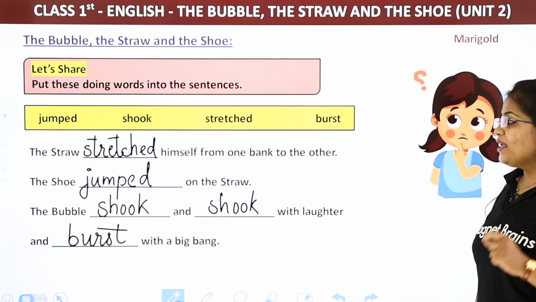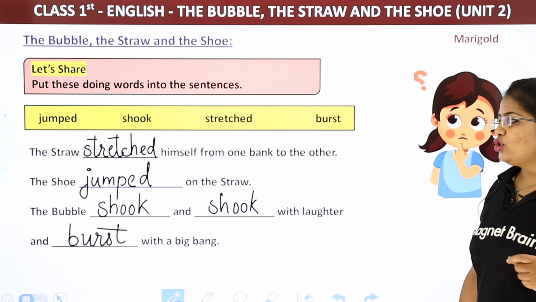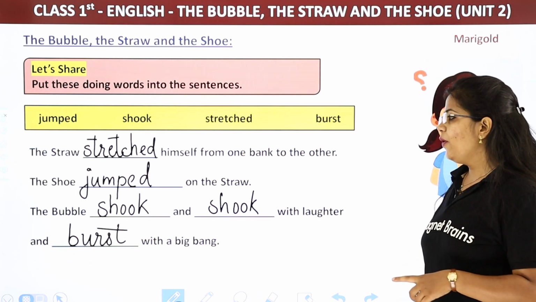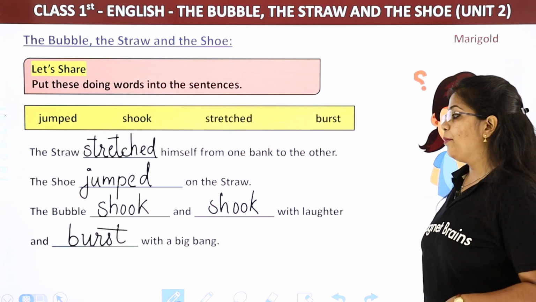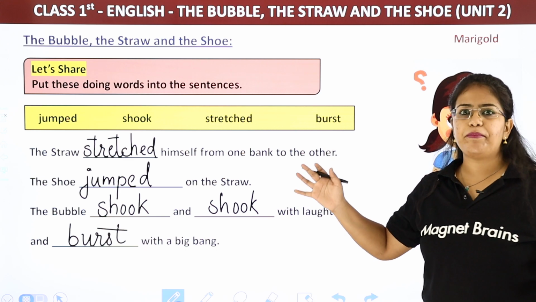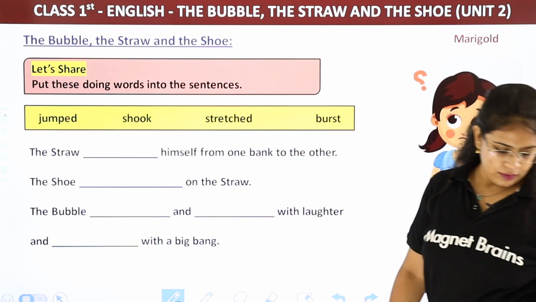The straw stretched himself from one bank to the other. The shoe jumped on the straw. The bubble shook and shook with laughter and burst with a big bang. Okay? Have you done it?